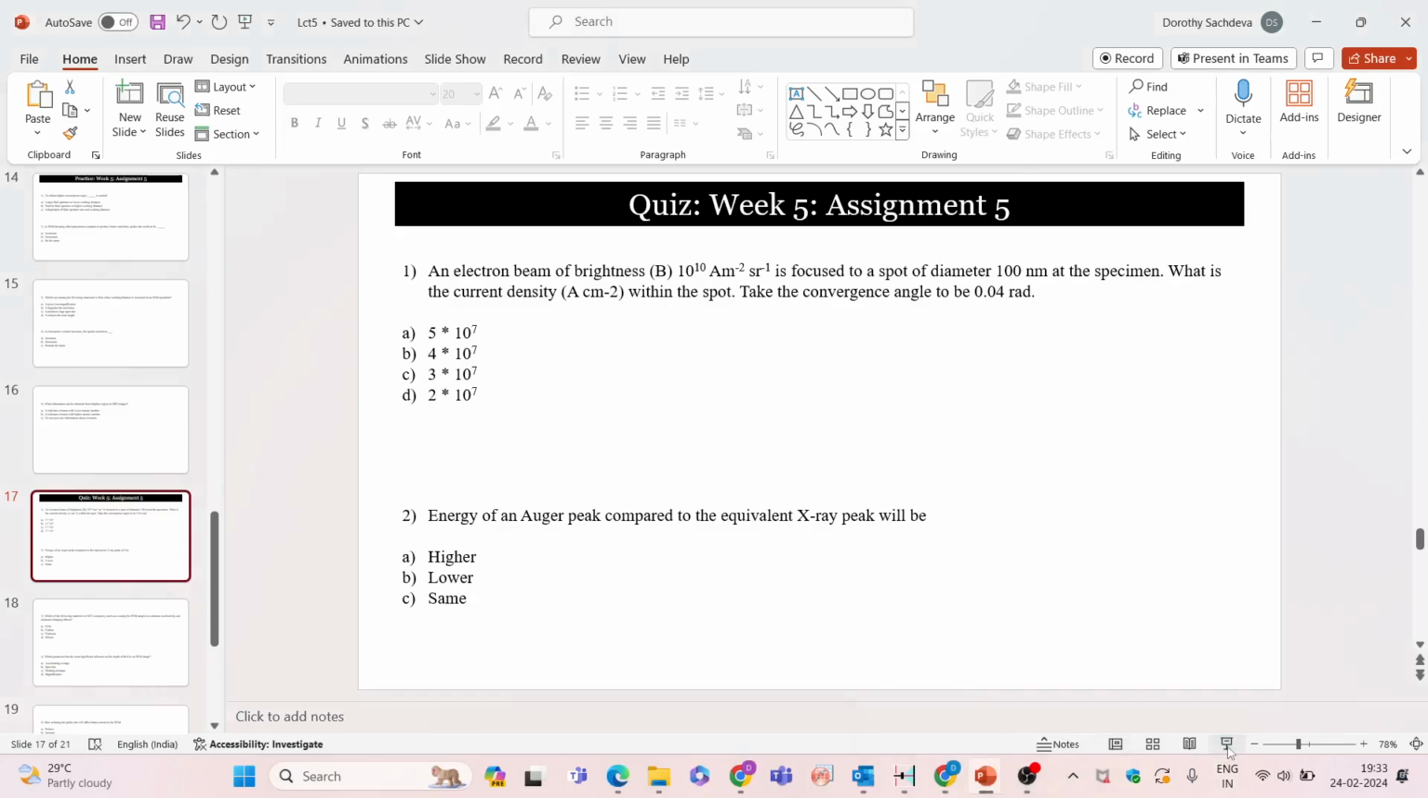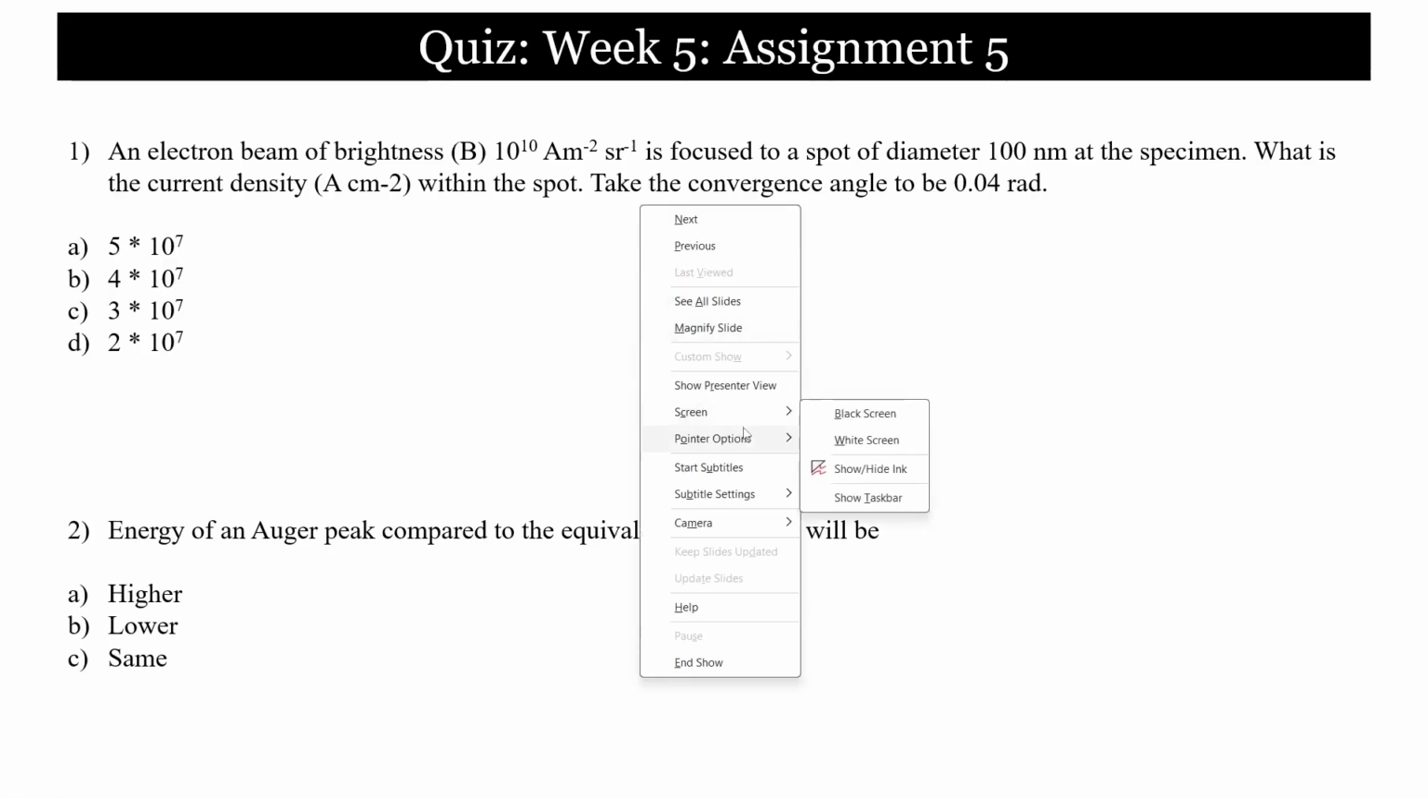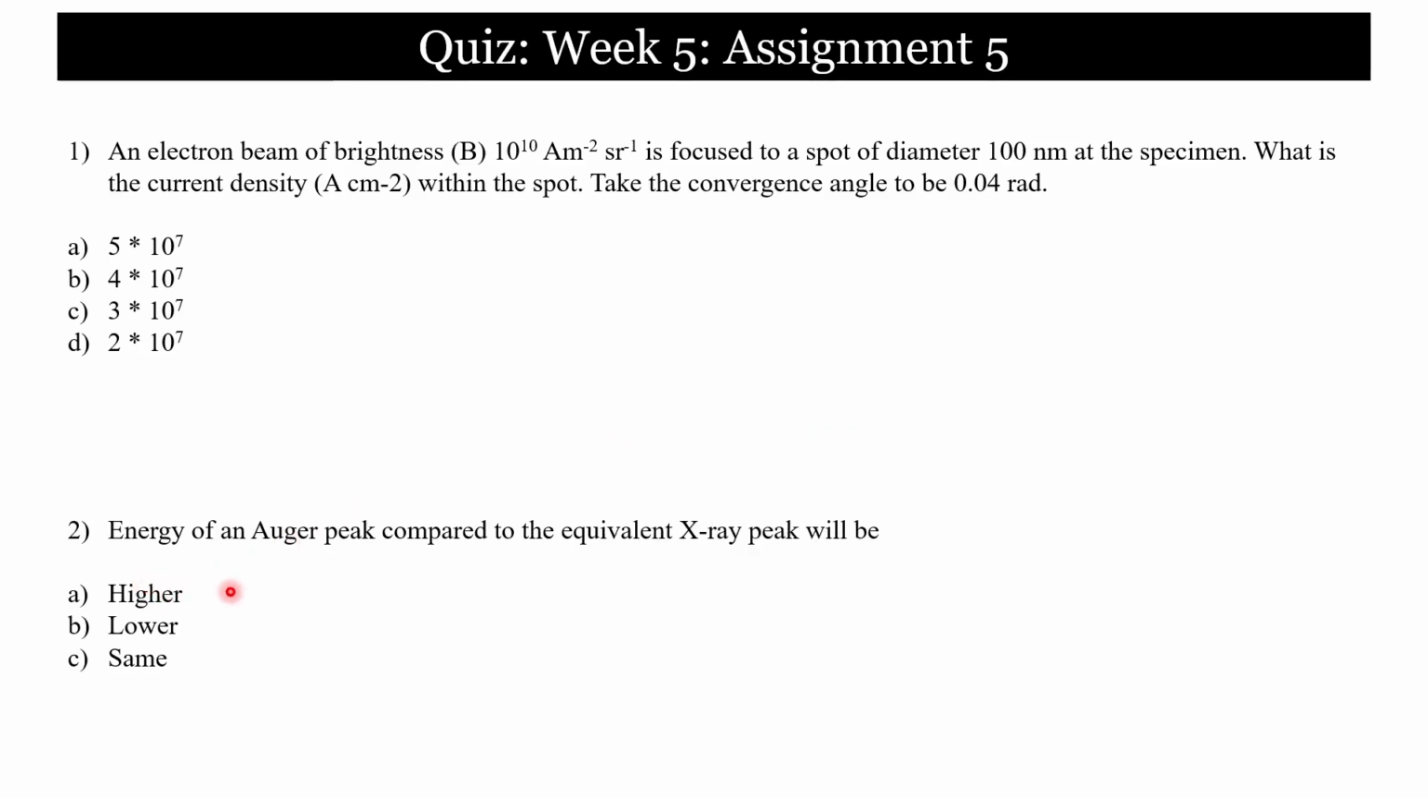Okay, then we'll move to the next question, which says that energy of an Auger peak compared to the equivalent X-ray peak will be higher, lower or same. Anyone can tell the answer of this question. This is simple. Do the Auger electrons have a higher energy or a lower energy as compared to the X-rays? Yeah. So option B is the correct answer. They will have a lower energy.